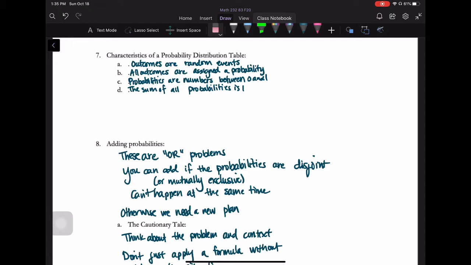A probability could be 0, and it could be 1. That is something that does happen. If it never occurs, it's a probability of 0. If it always occurs, it's a probability of 1.